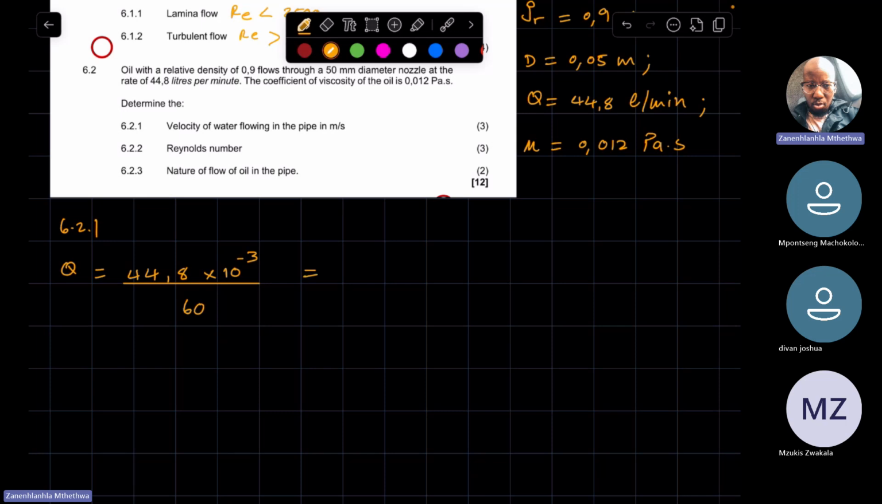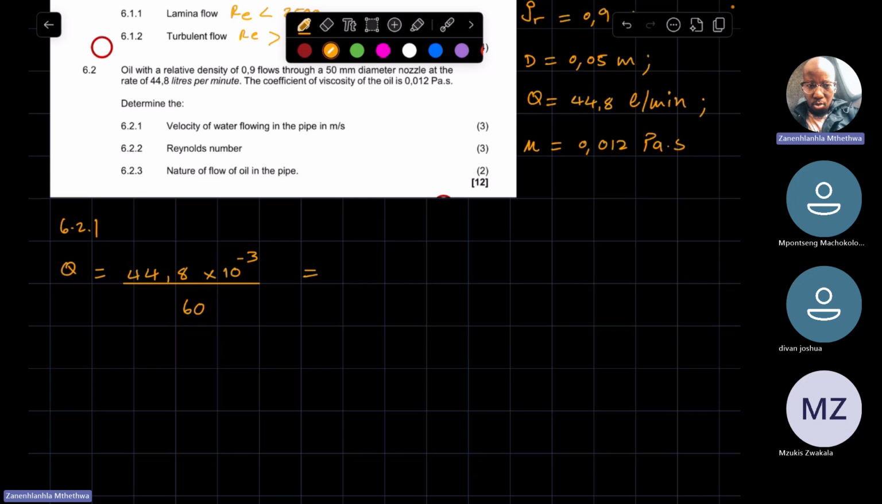Right? And then our Q will be equal to 44.8 times 10 to the negative 3 divided by 60. Round off to 3 decimal places. Right, so here I'm getting 7.46 recurring times 10 to the negative 4.